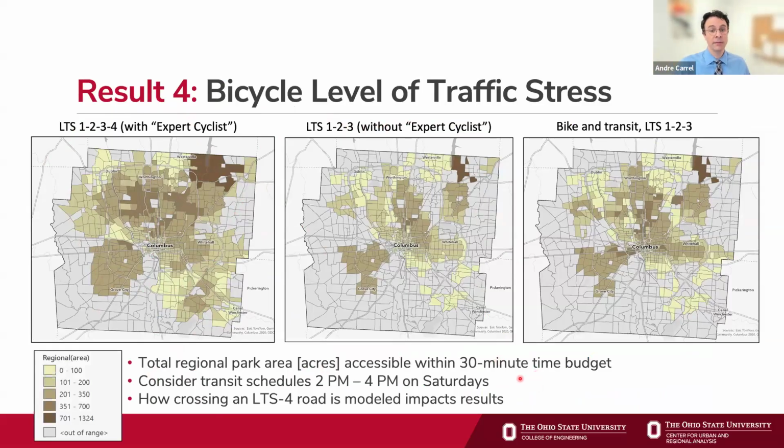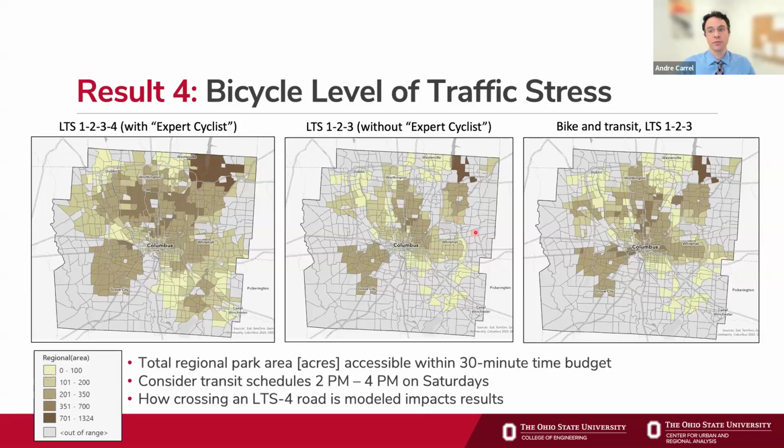So what we can see is that the impact is considerable, right? Once we remove those high traffic stress areas, we are not only significantly reducing accessibility to park space acreage sort of across the board, but we're also actually losing a lot. You can see a lot of areas that completely lose access, right? So all of these gray holes and gray areas here, they effectively completely lose access to regional parklands if people in those areas are not willing to bicycle on a level of traffic stress 4 road.